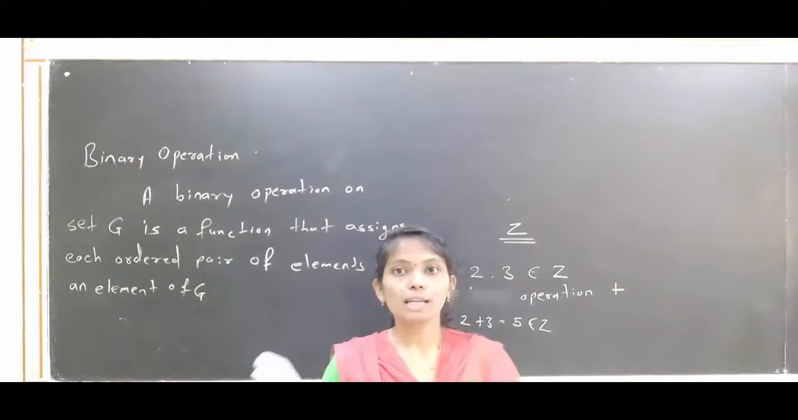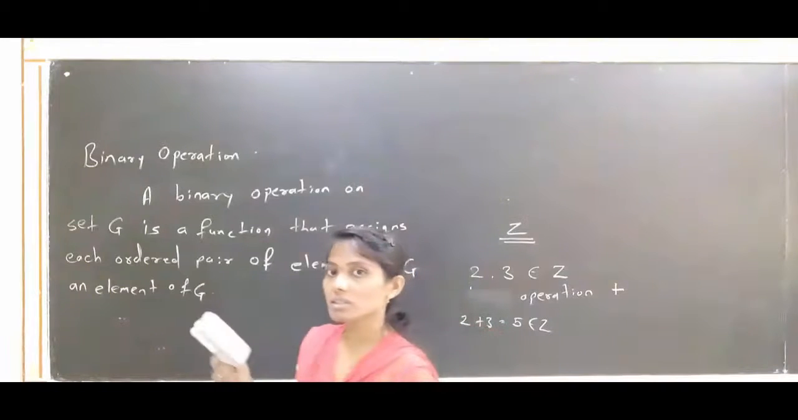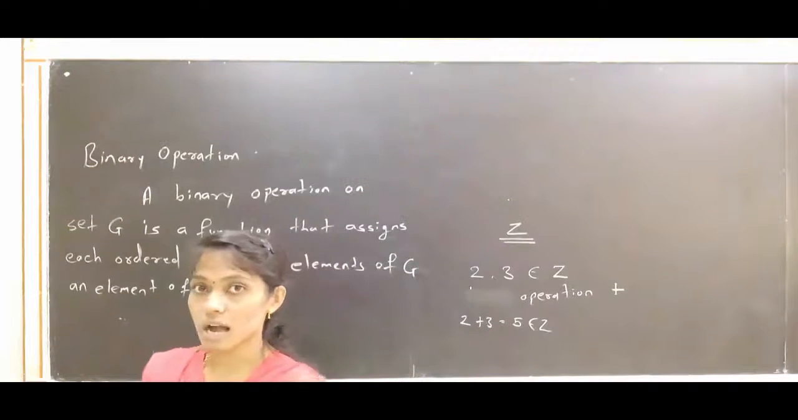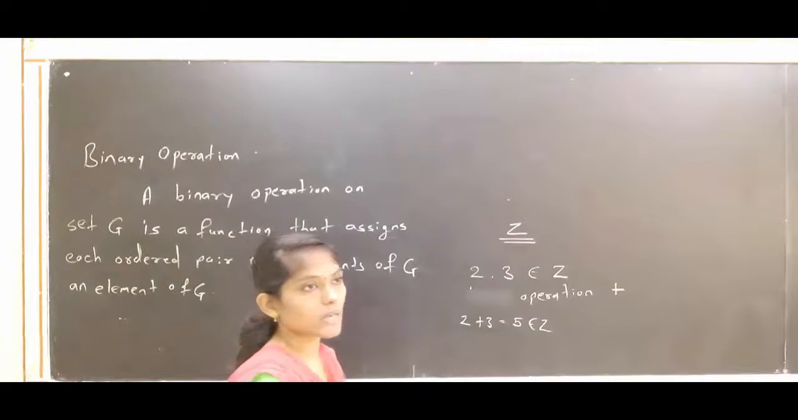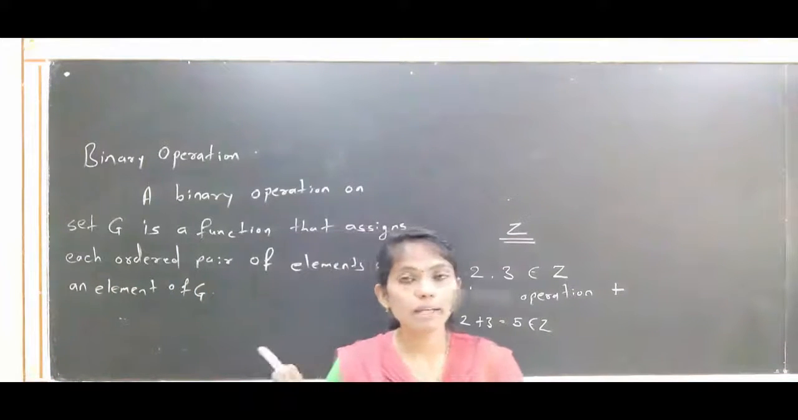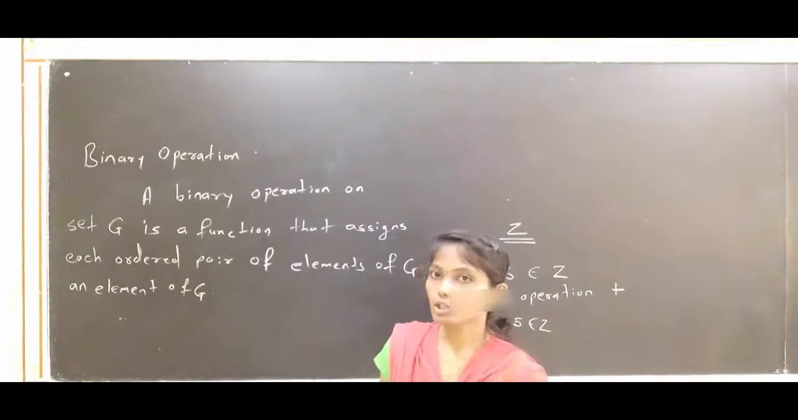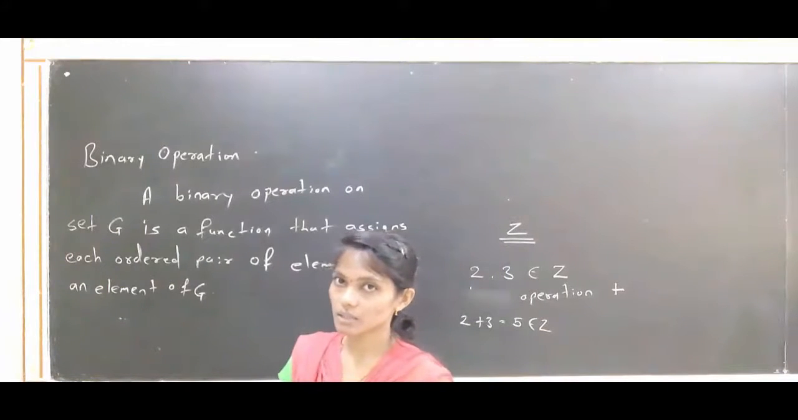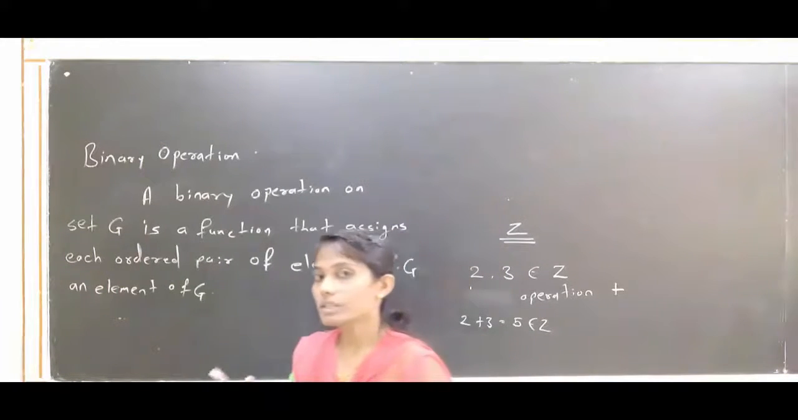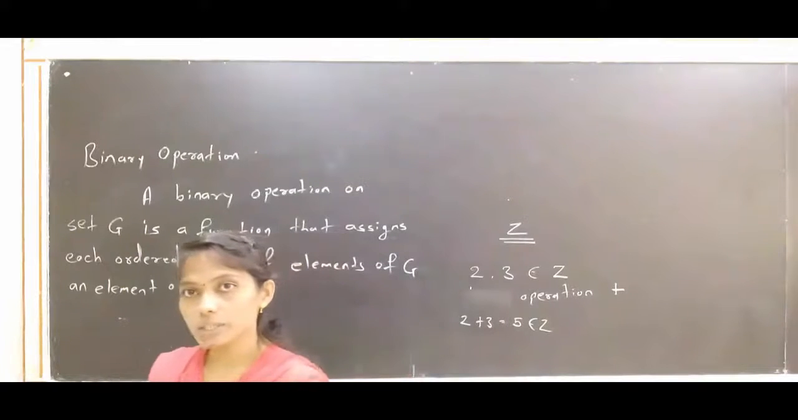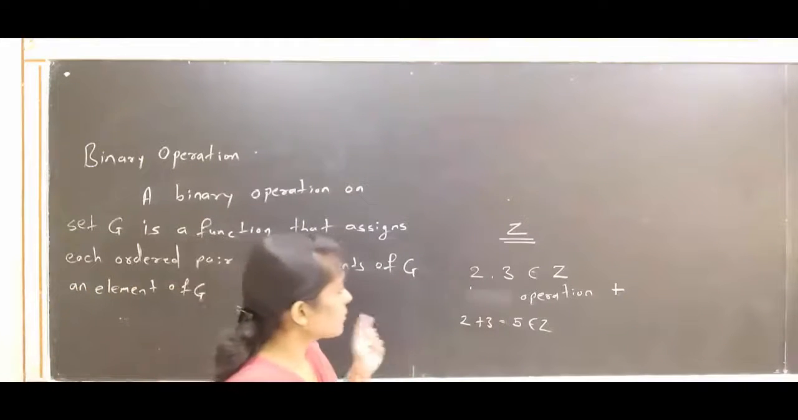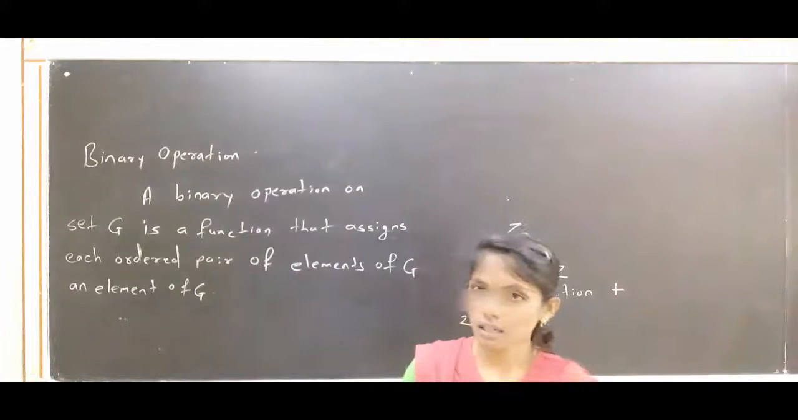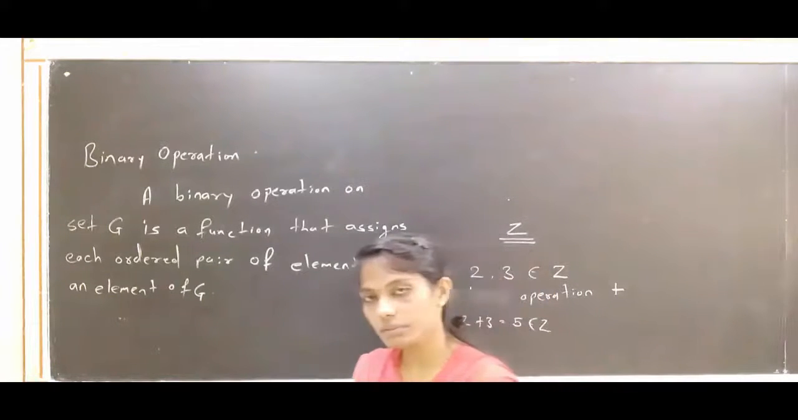Now usual addition, subtraction and multiplication are binary operations on the set of integers, but division is not a binary operation on the set of integers, because division of any two integers need not be an integer. Hence division is not a binary operation on the set of integers.